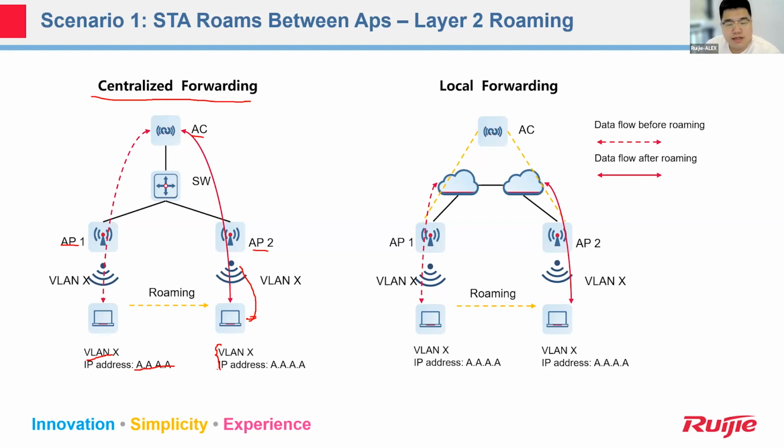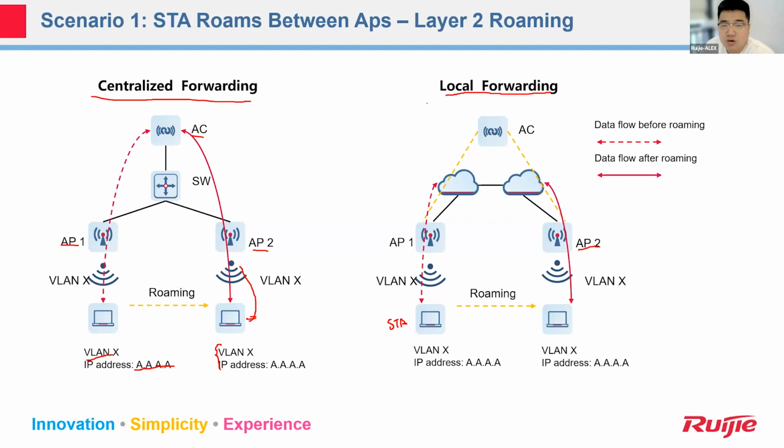Okay, and the next is how the traffic is forwarded at layer 2 roaming when the forwarding mode is local forwarding. You can see here it's the same. The STA is moving from AP1 to AP2, and it will reassociate with AP2, and the traffic of this STA will be sent to AP2.